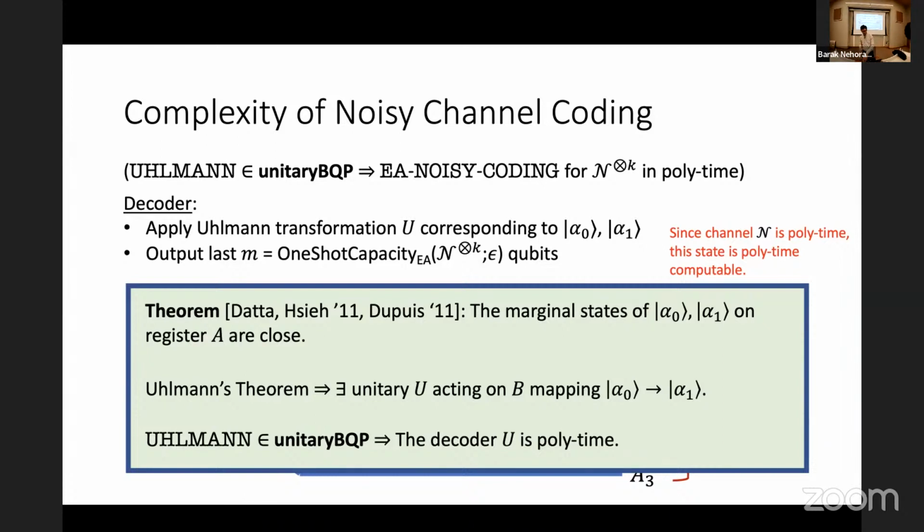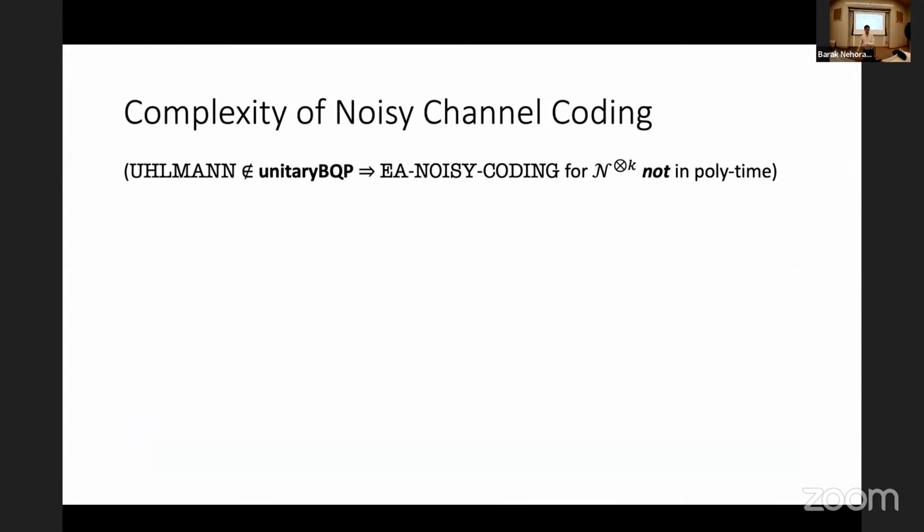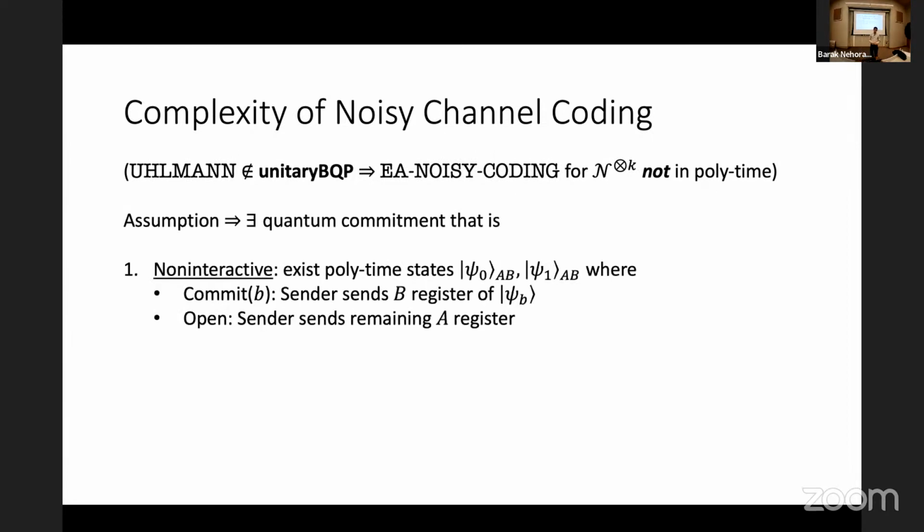All right, what about the other direction? Now let's assume that Uhlmann is not in unitary BQP. Now we want to argue that this noisy channel coding is not performable in polynomial time. The assumption that Uhlmann is not in unitary BQP, I argued a few slides ago, at least implies the existence of a quantum bit commitment scheme. So we're going to use this to create a hard noisy channel. But we're also going to assume that this commitment scheme has the property of being non-interactive.